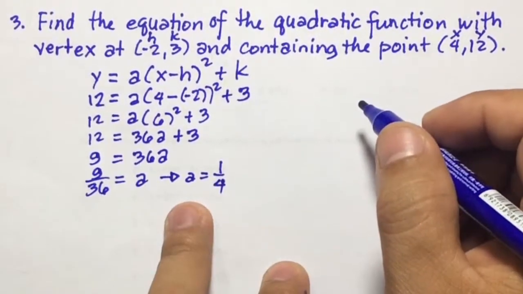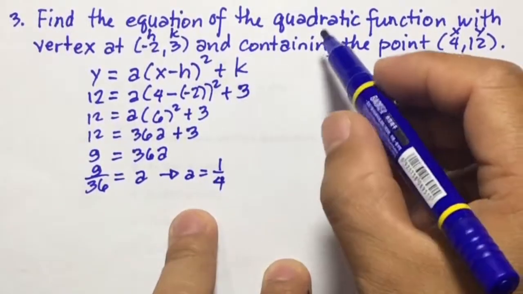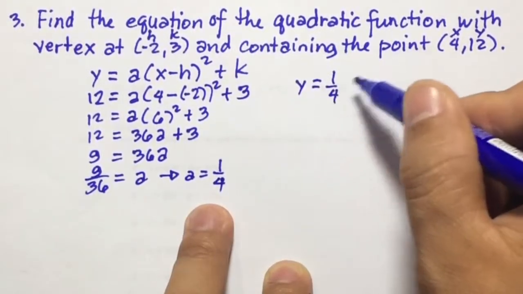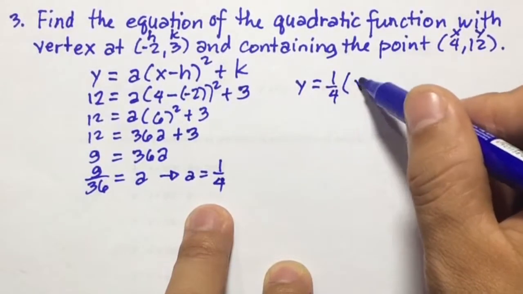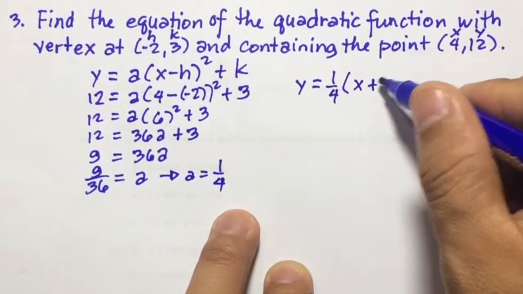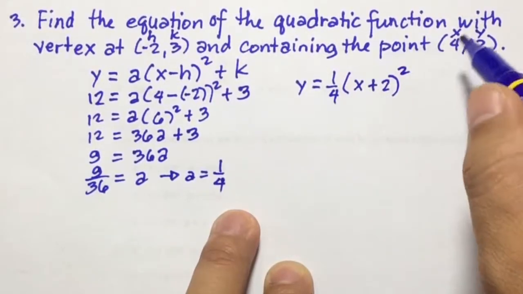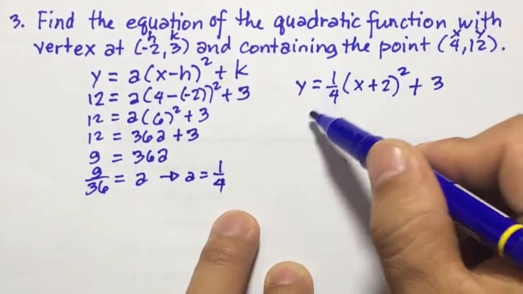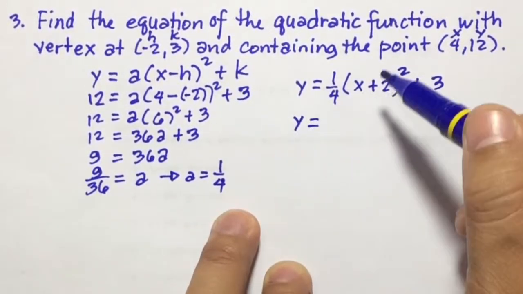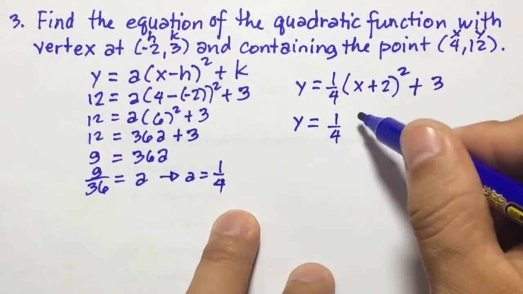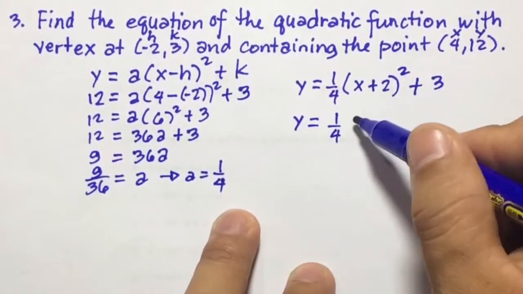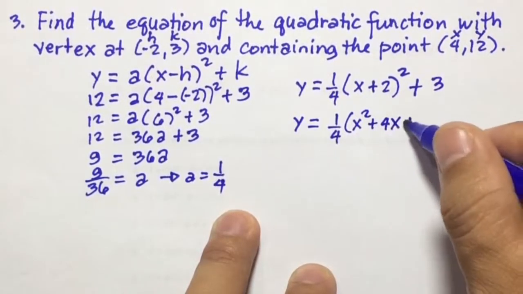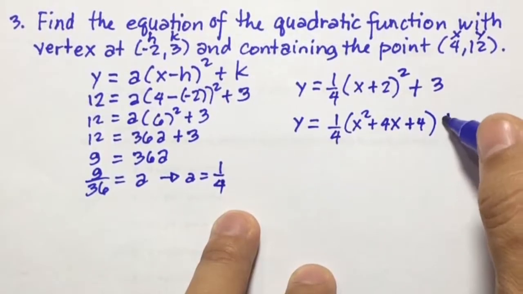Therefore, the desired equation will be y equals a is 1/4, so 1/4 times the quantity of x, then this is plus 2, squared, then plus 3. Then simplifying this one, y equals 1/4 times the quantity of x plus 2 squared, which is x squared plus 4x plus 4. Then this is plus 3.